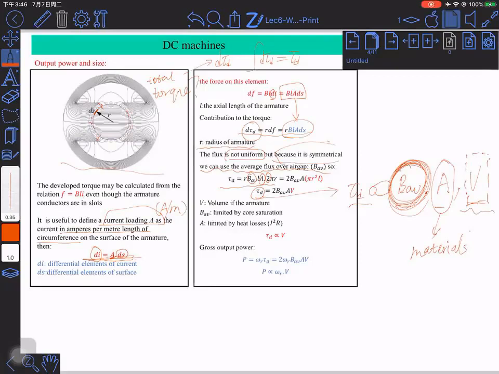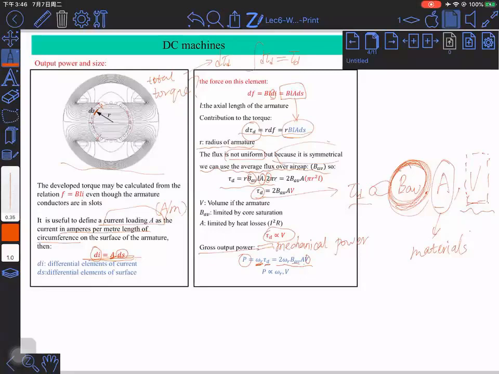That's all. And because torque is proportional to the volume, and we know the mechanical power, this gross output power is mechanical power. Its output mechanical power is equivalent to the rotational speed of the rotor times the torque. So it's going to be expressed in this way, where we have the mechanical output power also proportional to the volume, average flux density, speed, and A.